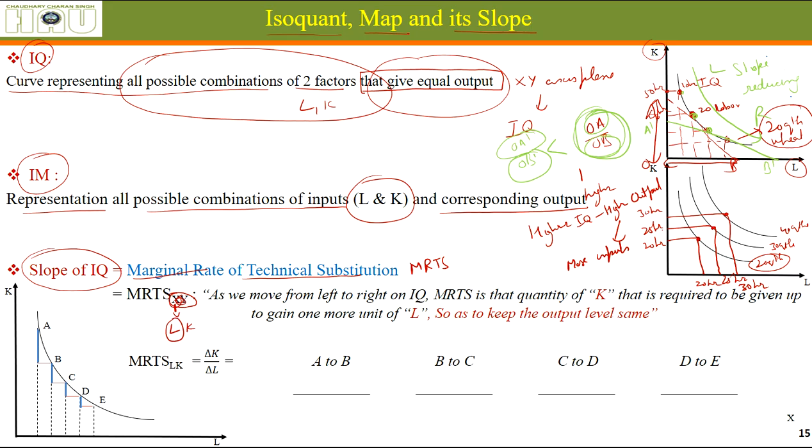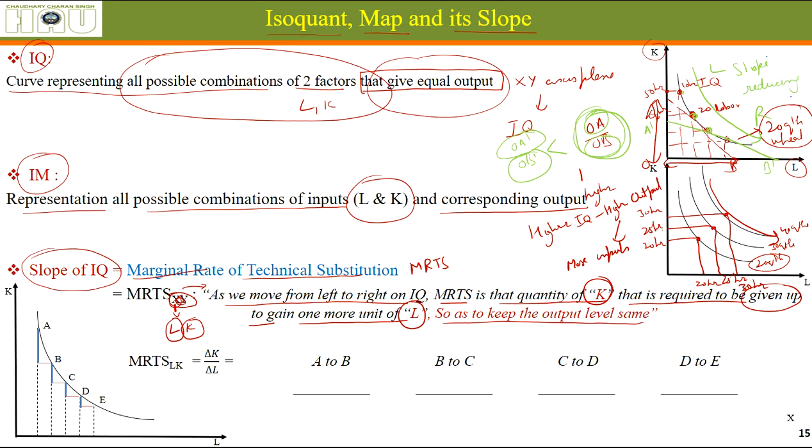First input that will be coming should be on the x-axis, and this input should be on the y-axis. How do we define this MRTS? It's very simple. As we move from left to right on the isoquant, MRTS is that quantity of capital or machine labor that is required to be given up to gain one more unit of labor, so as to keep the output level same.